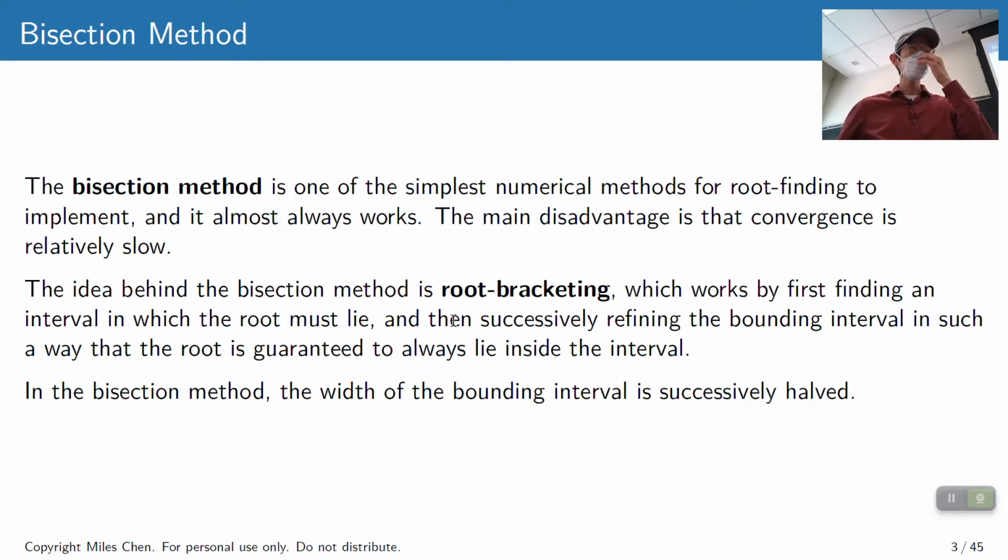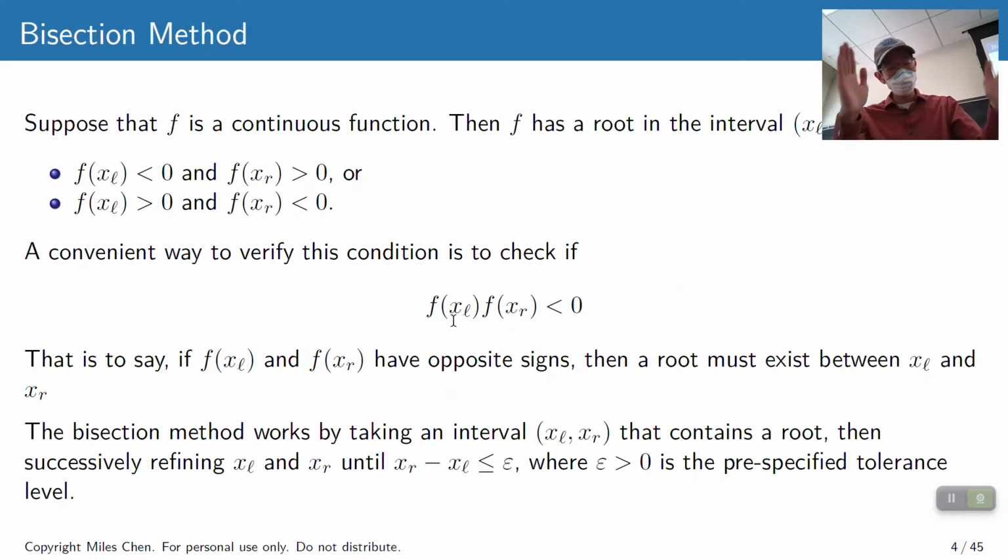It's going to work as long as there's one side that's negative and one side that's positive, and it's a continuous function. The way it works is we bracket off a root, and we say, all right, here's an interval, and we know there has to be a root somewhere in this interval. And then all we do is we just shrink that bracket smaller and smaller and smaller in such a way where we're kind of guaranteed that a root is going to lie somewhere in the interval. And we halve the size of the interval.